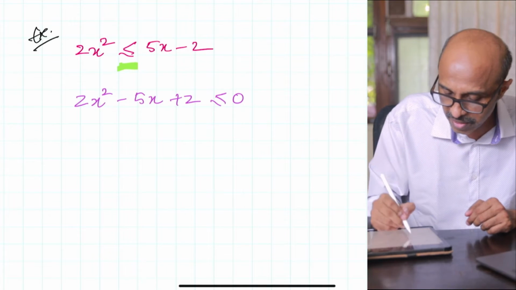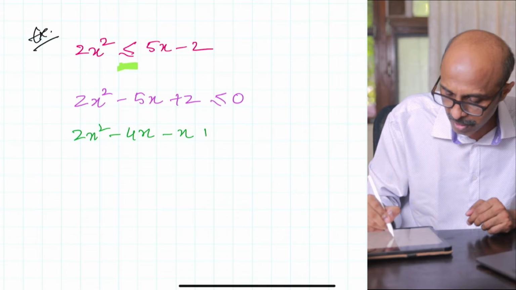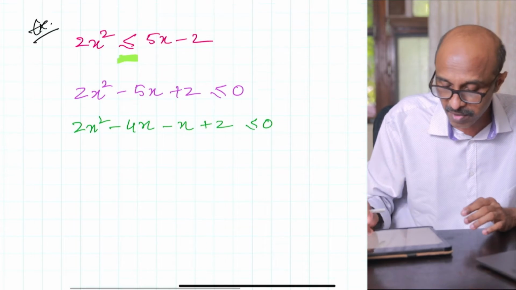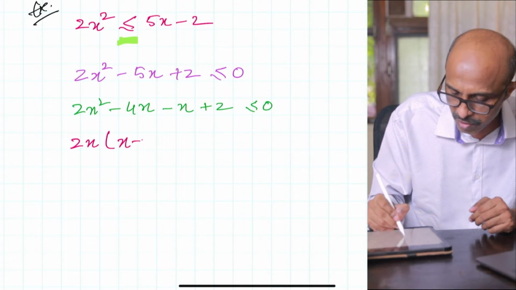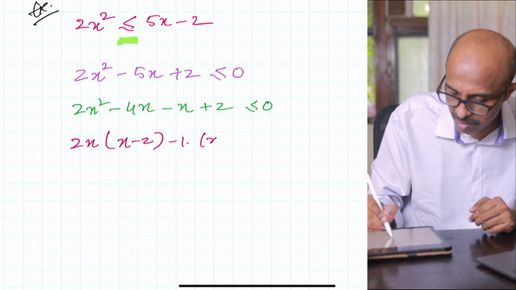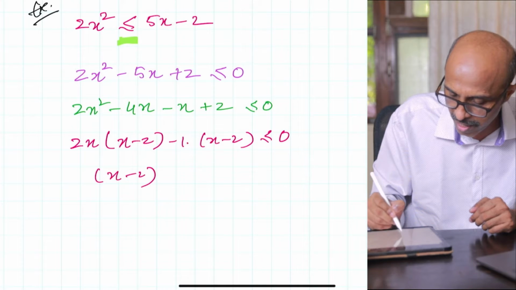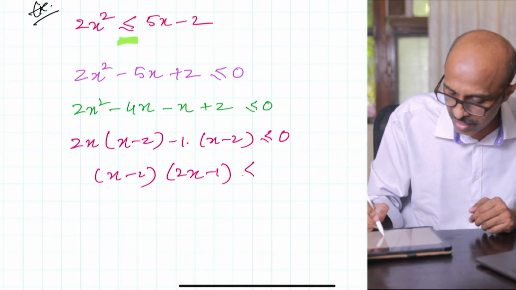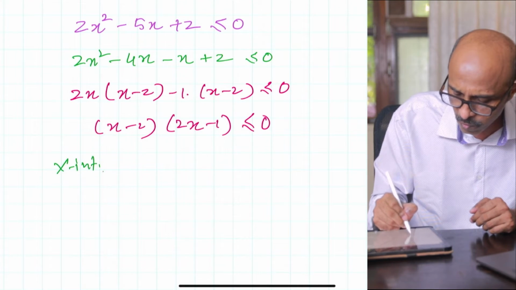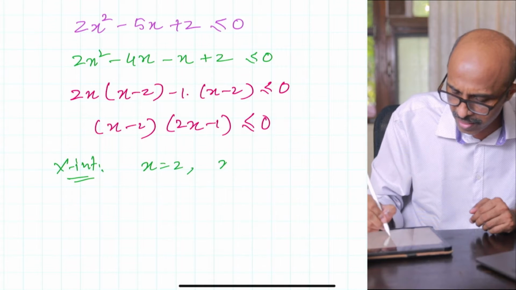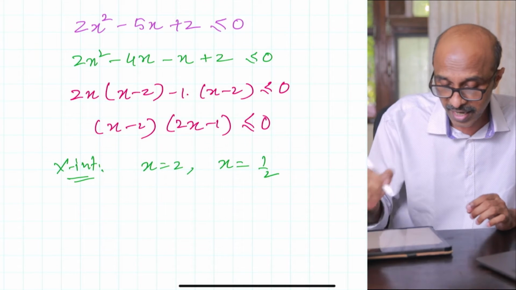So the factors would come from 2x squared minus 4x minus x plus 2. I'm using the technique of splitting the middle term to be able to find the factors of the quadratic on the left-hand side. So this would be 2x(x minus 2) minus 1(x minus 2) is less than or equal to 0. So we've got the factors as x minus 2 and 2x minus 1. As such, the roots, or the x-intercepts, would be x is equal to 2 and x is equal to a half. Those are the two x-intercepts where the quadratic is going to cut the x-axis.